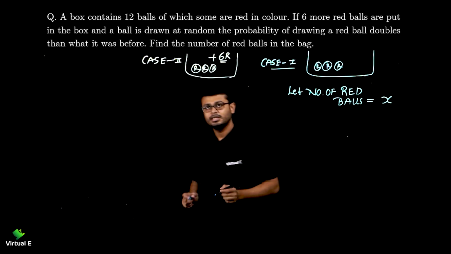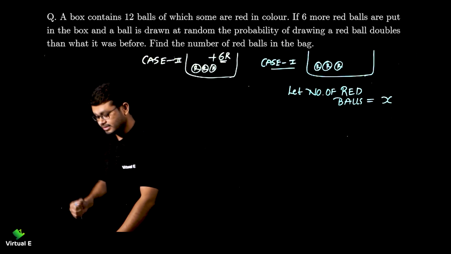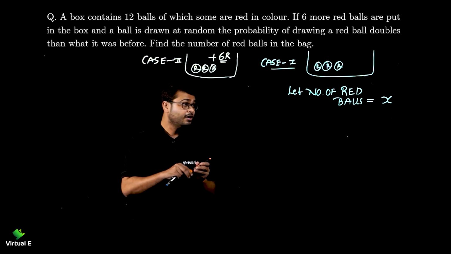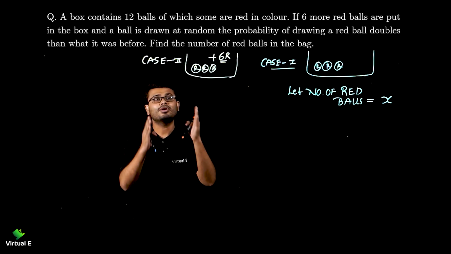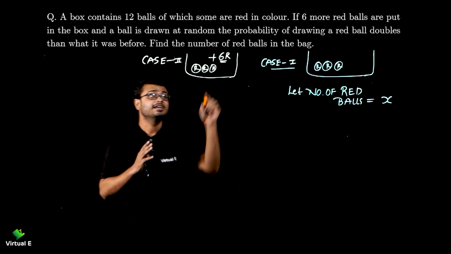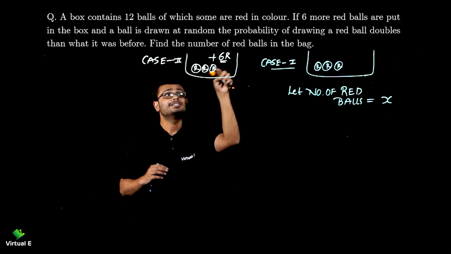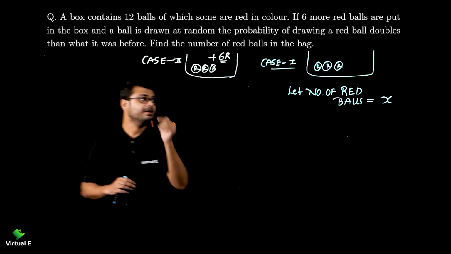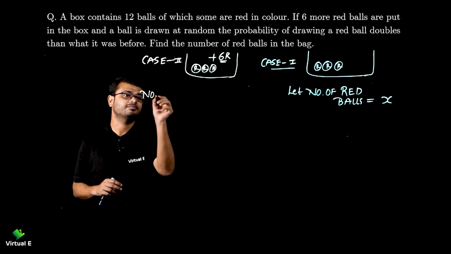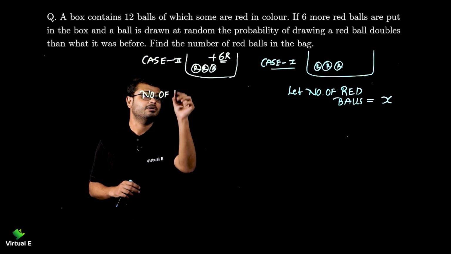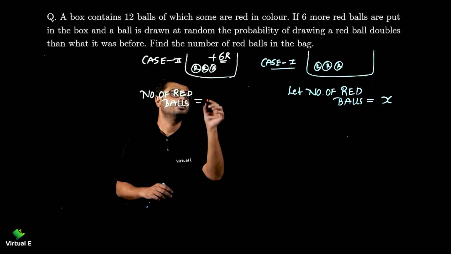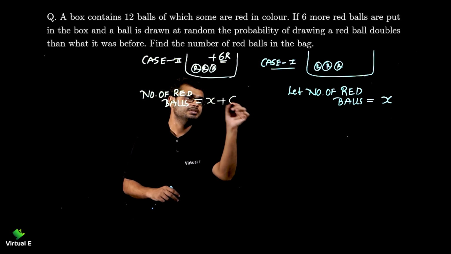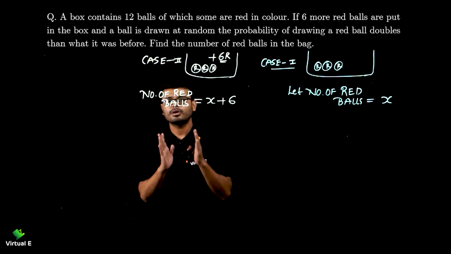Okay, done. Now come to this part, case 2. Here, if the number of balls are x, what will be the number of balls in this case? See, the condition is what? You need to add 6 extra red balls, right? So let's write here, number of red balls is equal to what? x plus 6. So this is the number of red balls.